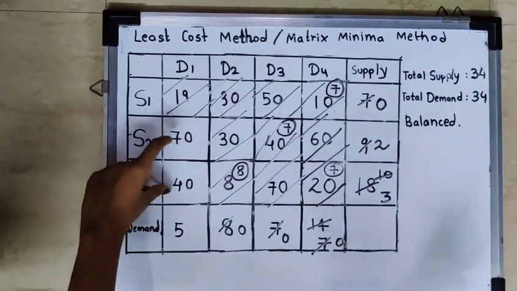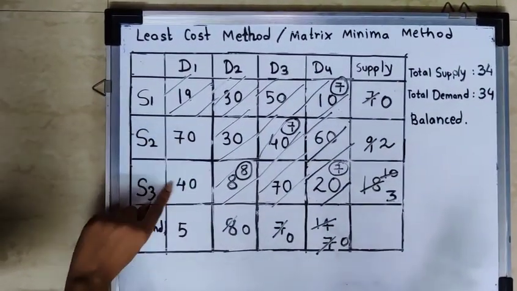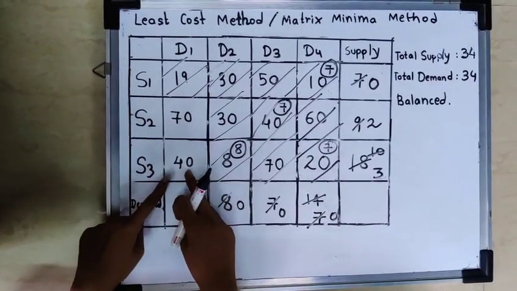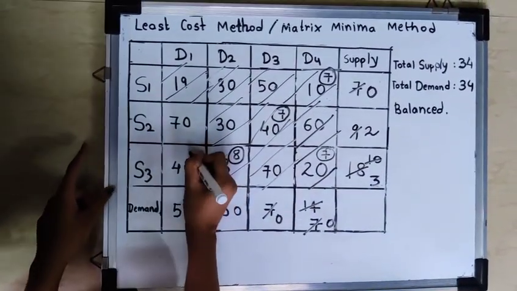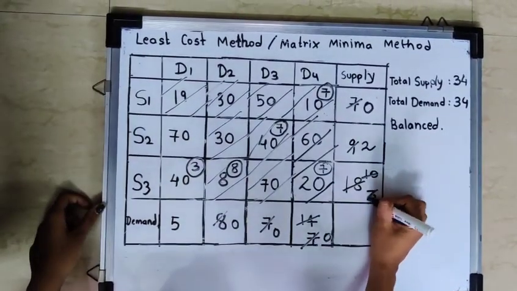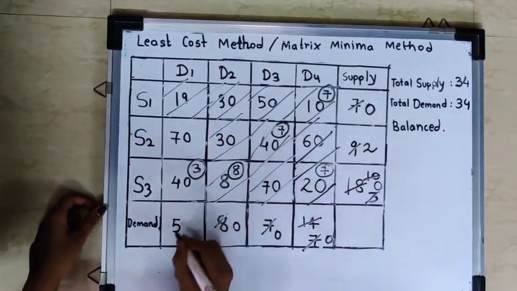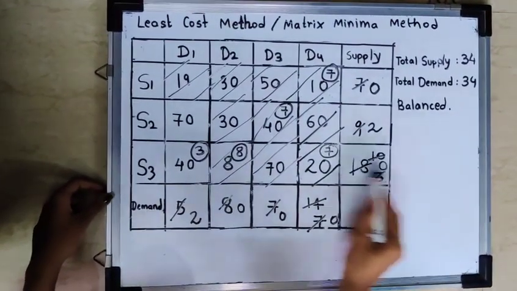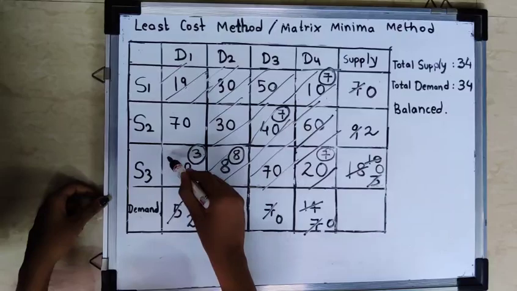Next, I am left with only these two values. So 40 is the smaller value, and I am going to allocate 40. So 40 will be allocated with 3, as 3 is the smaller number among 3 and 5. So 3 minus 3 will be 0 and 5 minus 3 will be 2. Now this row has become 0, so I am going to eliminate it.